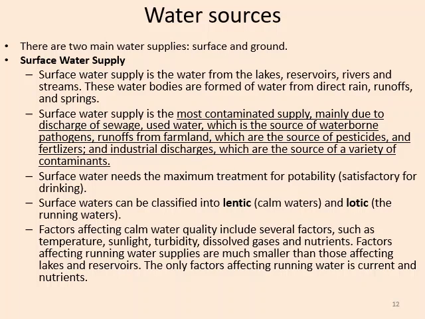There are various factors which affect the calm water quality, like temperature, sunlight, turbidity, dissolved gases and various nutrients. And the factors affecting running water supplies are less than for calm water quality. Only the major factors are current and the nutrients present in the running water.